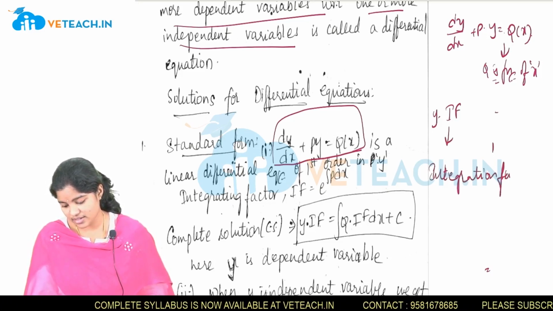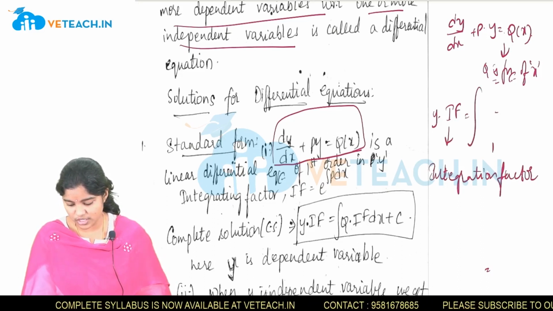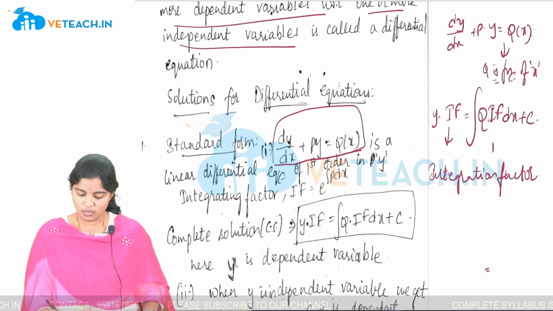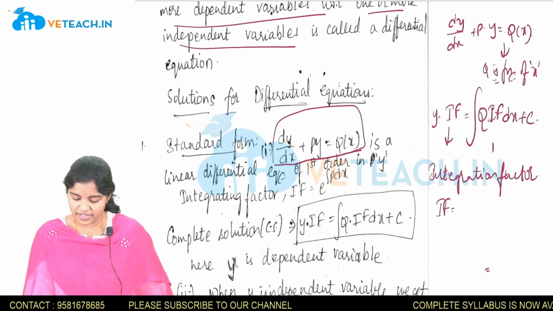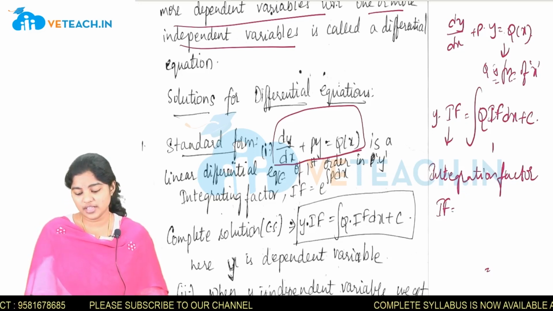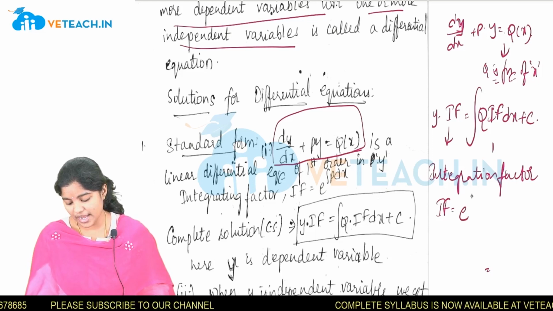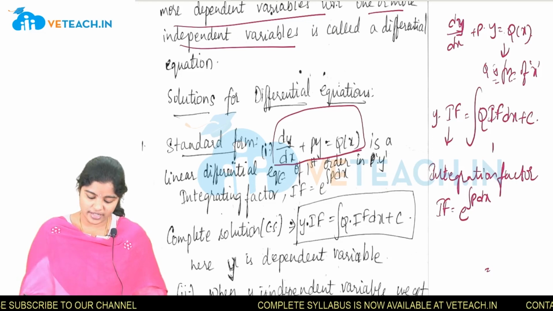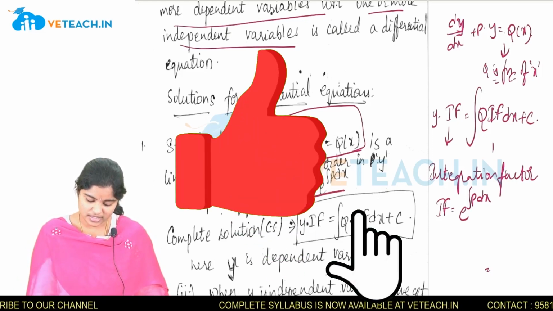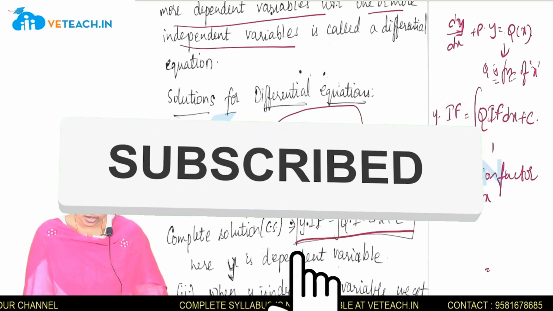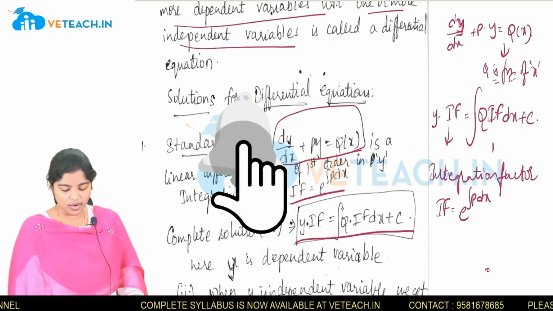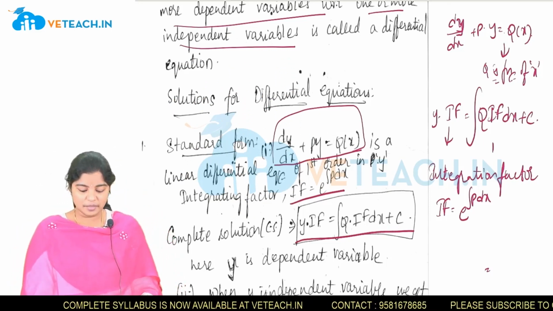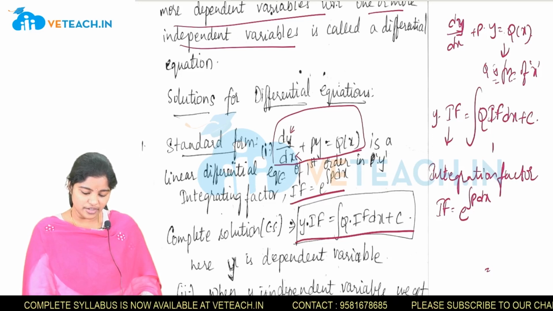Integration factor. The solution is y into IF is equal to the integration of Q into IF dx plus c. So what is dx? What is IF? When the dependent variable is y, the integration factor becomes e power integral of P dx. The solution for this equation is y into IF is equal to the integration of Q into IF into dx plus c. Here the dependent variable is y and the independent variable is x.